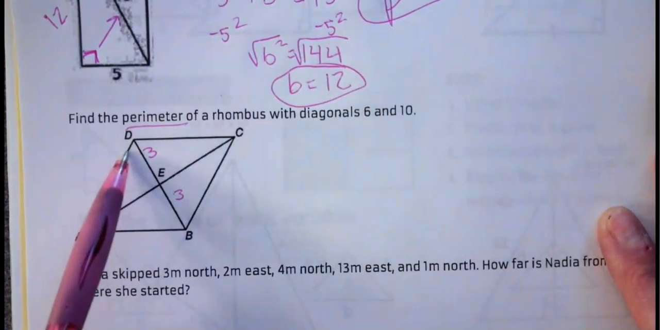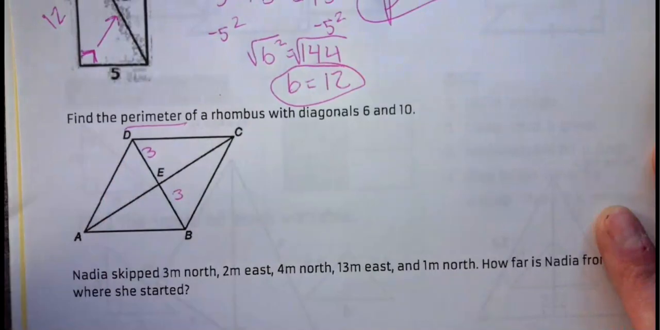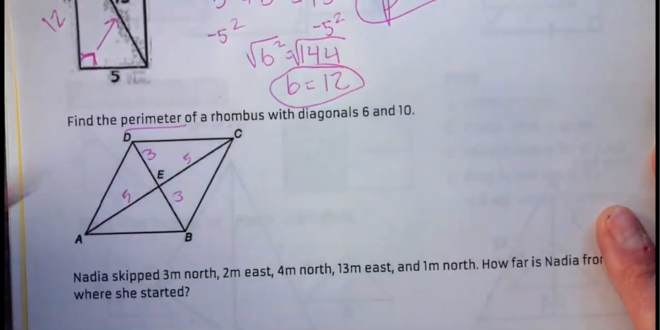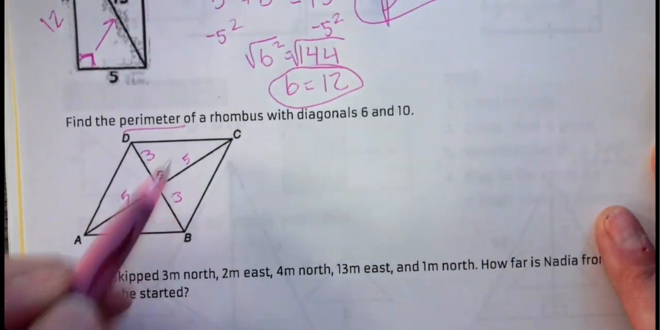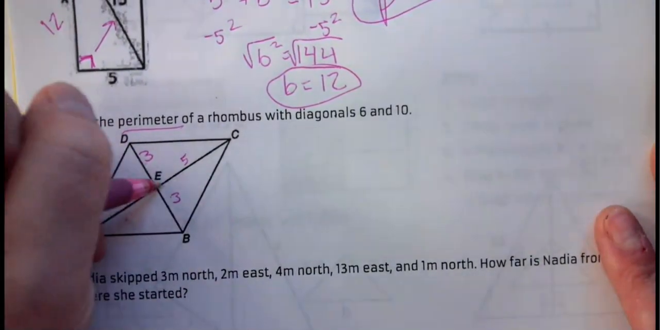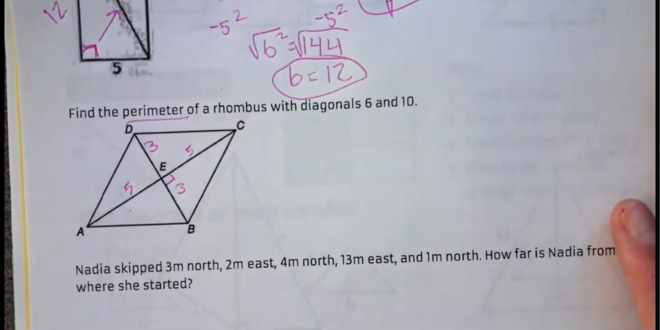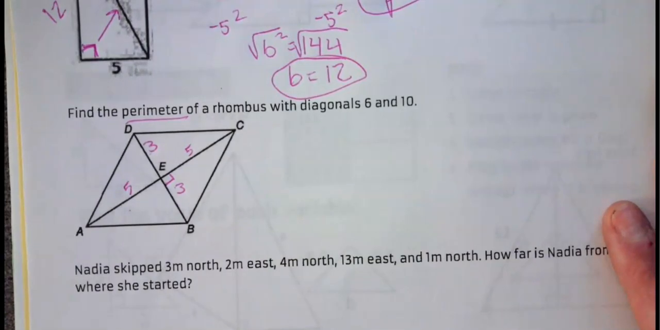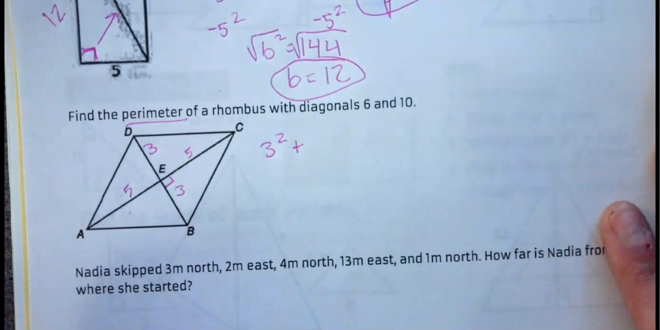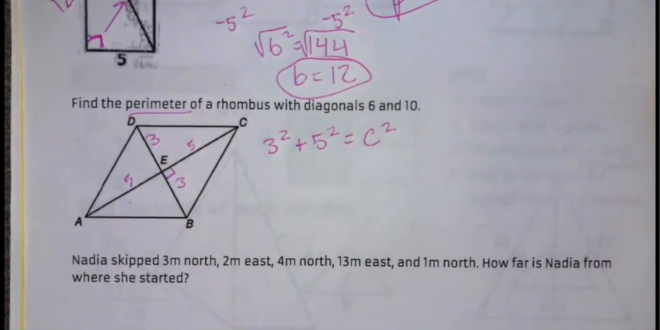So 6 is what this diagonal is, but it's 3 and 3. That's what matters. And when we took that test last semester, some of us were saying each one of these were 6, each one of these were 10, and then getting it wrong. But a rhombus, the diagonals are perpendicular, so it makes 4 right angles. So 3 squared plus 5 squared equals c squared. You are looking for the hypotenuse.